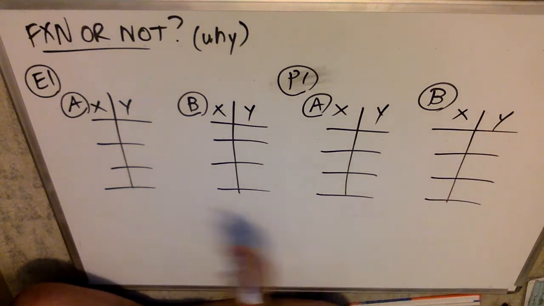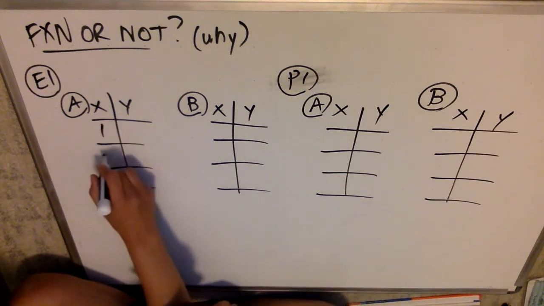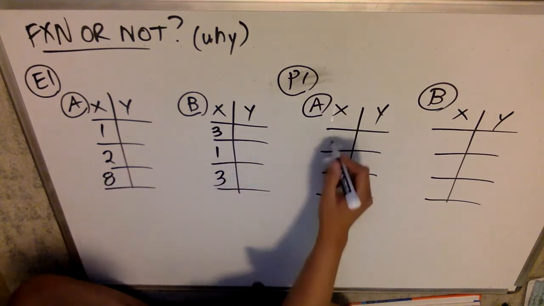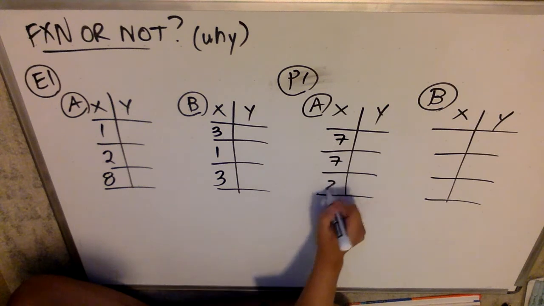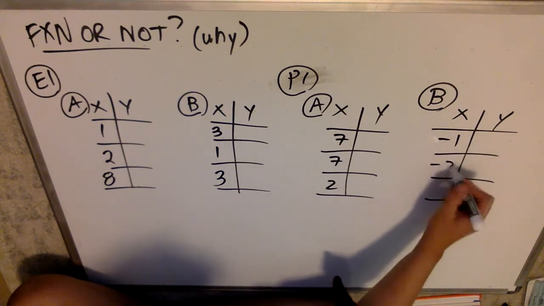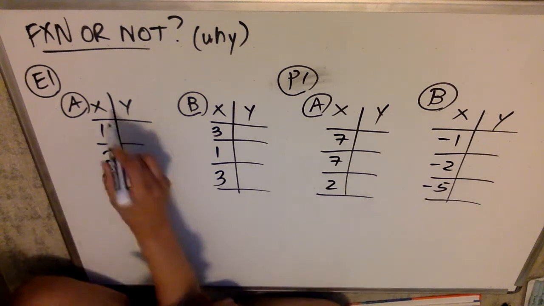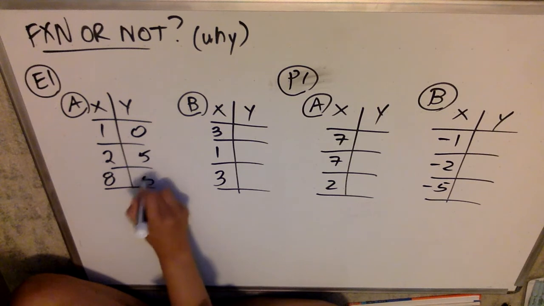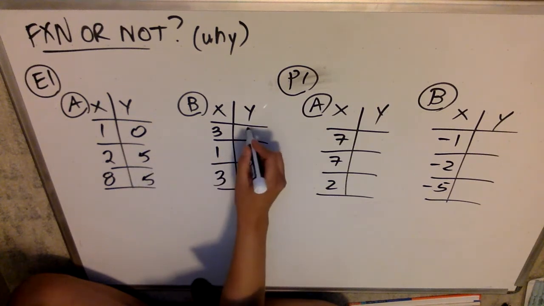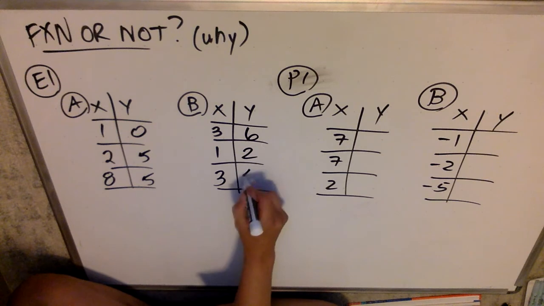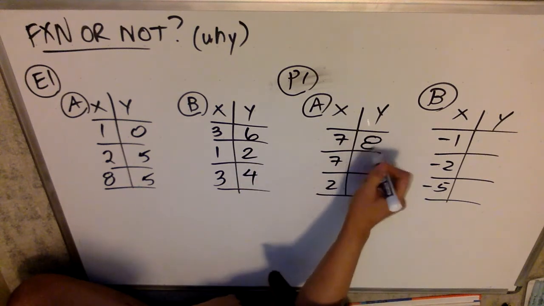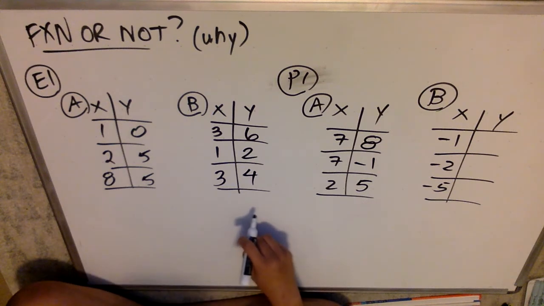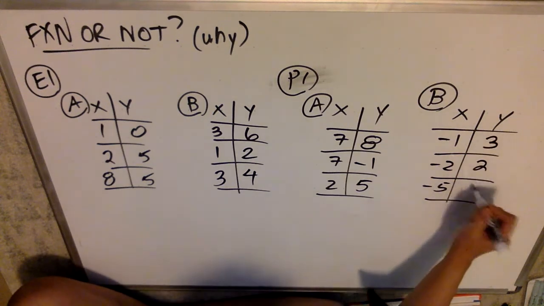All right, cool. Just gonna make up some numbers. 1, 2, 8, 3, 1, 3, 7, 7, 2, negative 1, negative 2, negative 5. Cool. 0, 5, 5, 6, 2, 4, 8, negative 1, 5, and 3, 2. Great, okay.